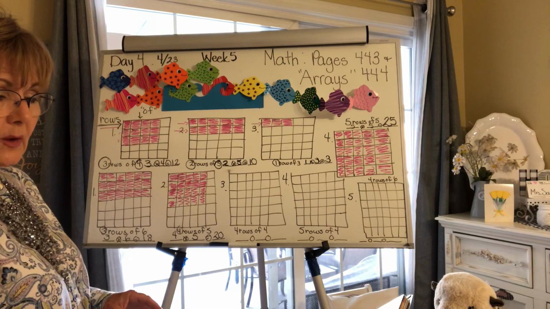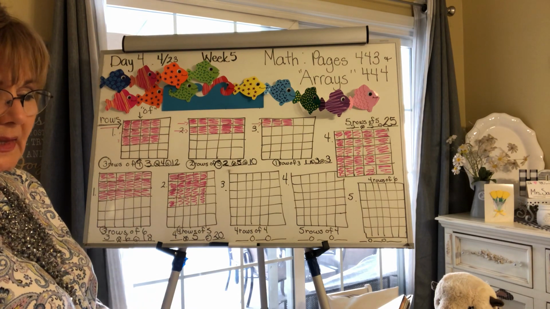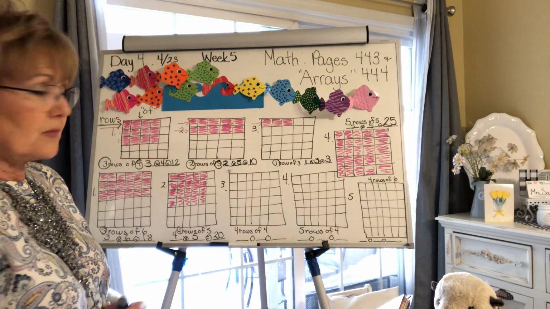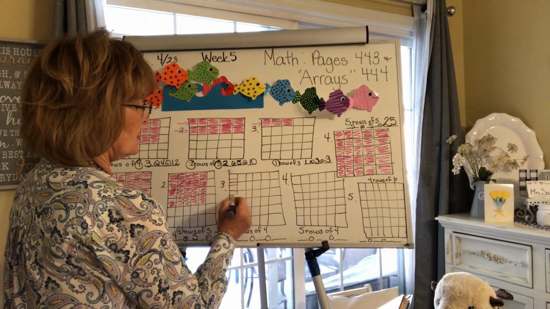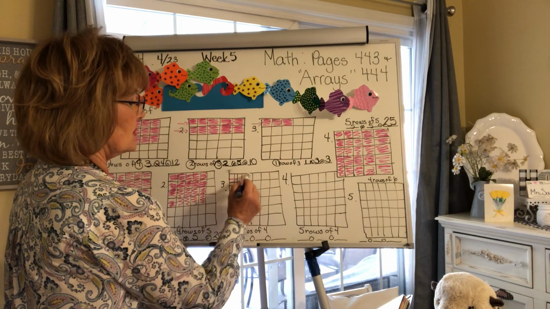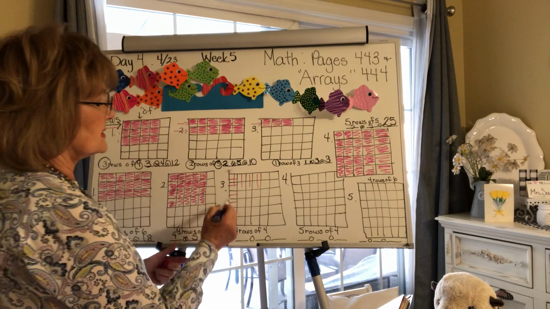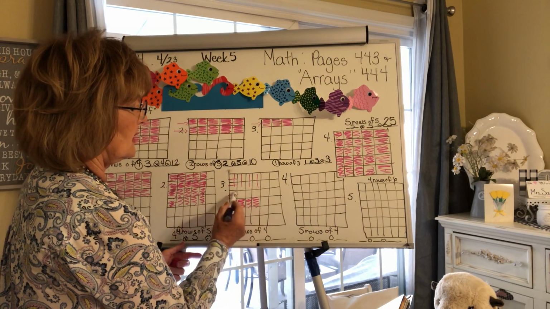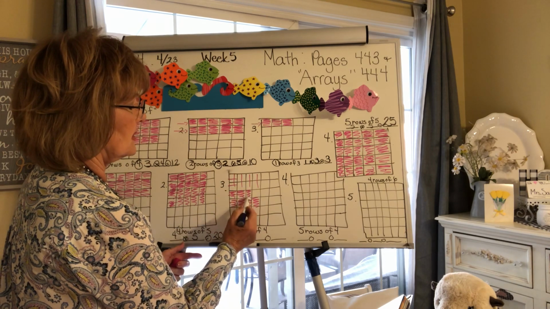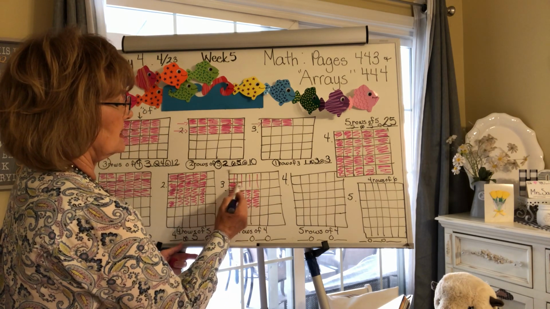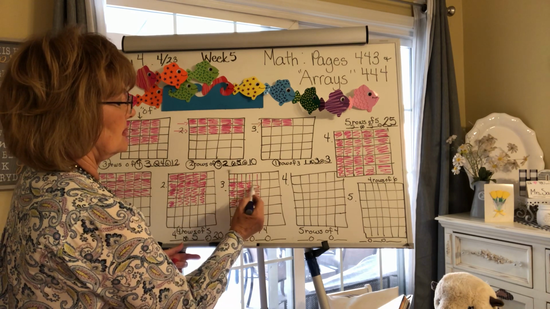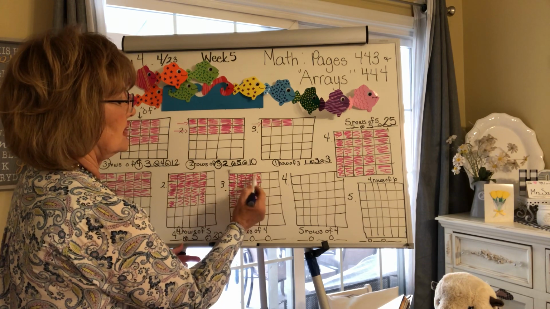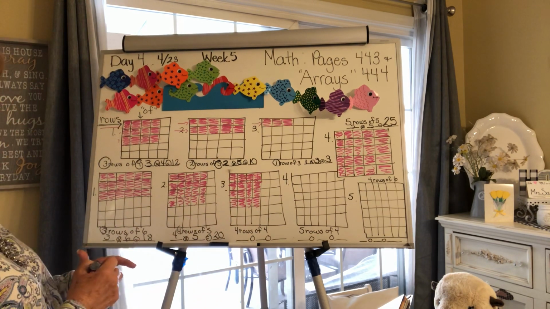Good. Okay, number 3 says 4 rows of 4s. Going across the top of your paper. 4 4s. So we're doing 1, 2, 3, 4 rows with 1, 2, 3, 4. Here we've got 4 4s.